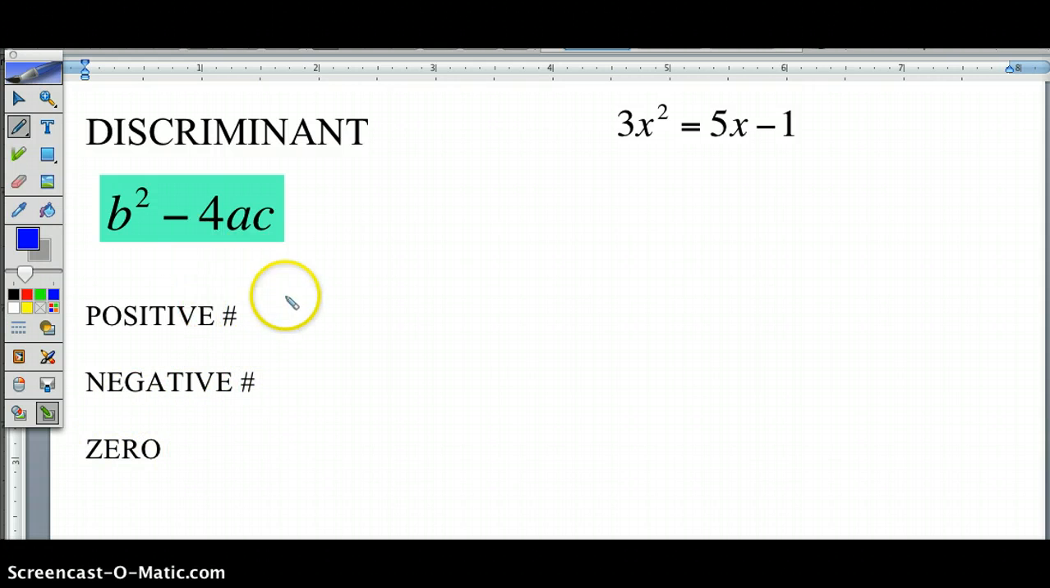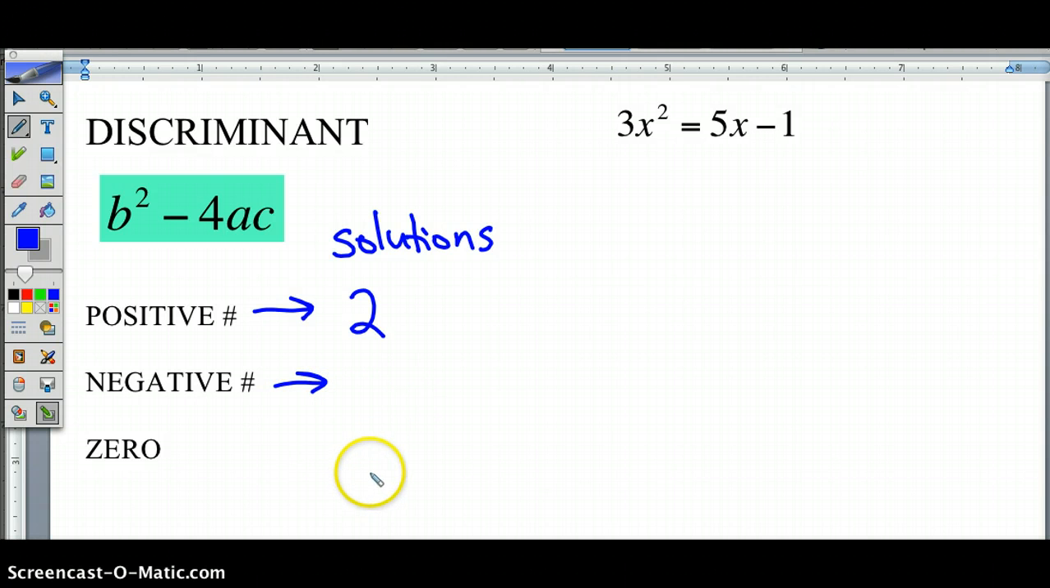If you do the b squared minus 4ac and you come up with a positive number, that means that you have two solutions to your problem. Okay, it means you would be able to split the problem up, come up with two solutions. If you get a negative number, it doesn't matter if it's negative 1 or negative 100, if you come up with any negative number, there's no solutions because you can't take the square root of a negative number. The other possibility is if you get 0 when you do b squared minus 4ac, that just simply means that your quadratic has one solution.